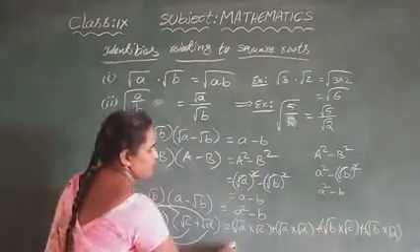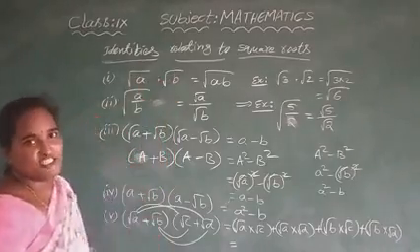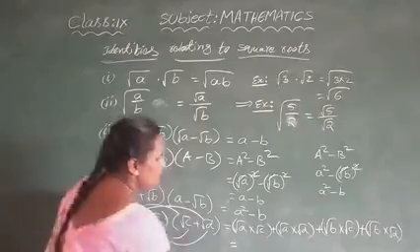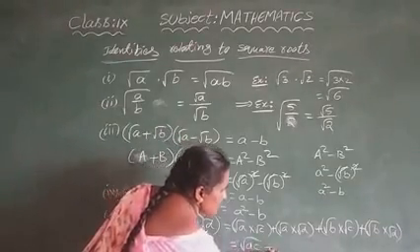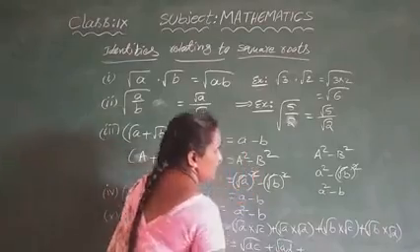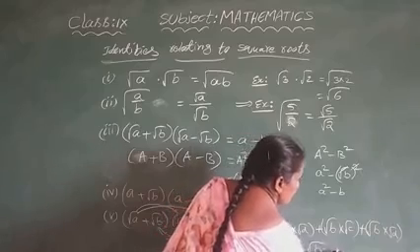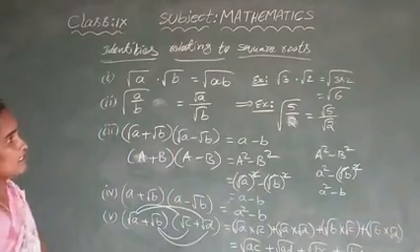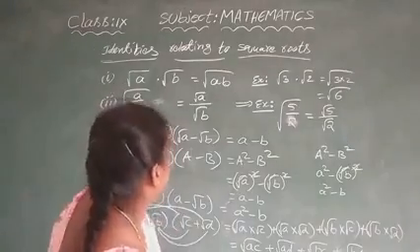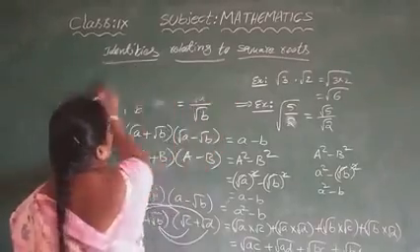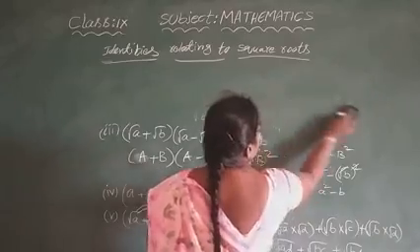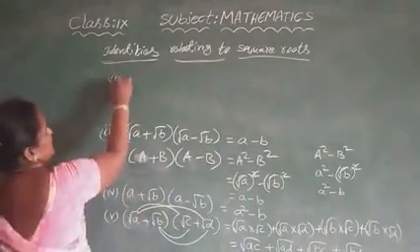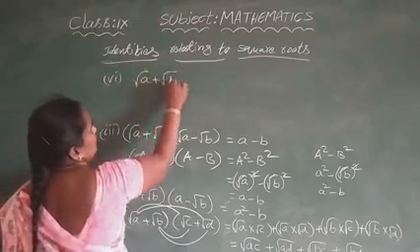See here, what is the answer? You take the first identity: root a into root b is root ab. So here also root a into root c plus root a into root d, root ad, root bc plus root bd. This is the fifth identity. Next, the sixth identity, that is root a plus root b whole square.